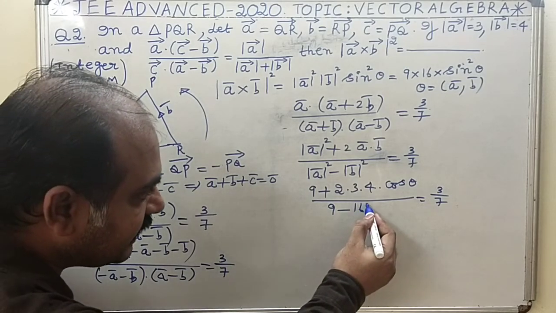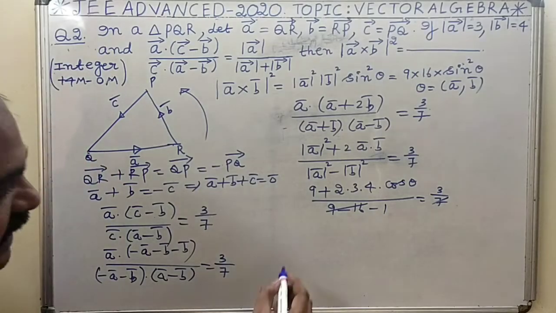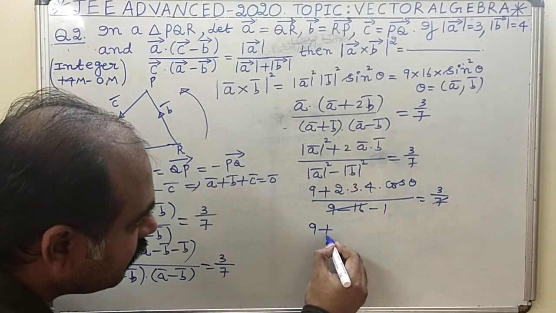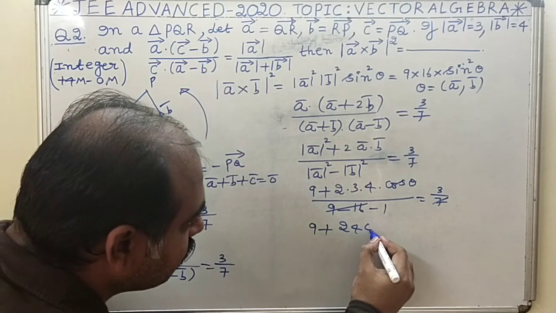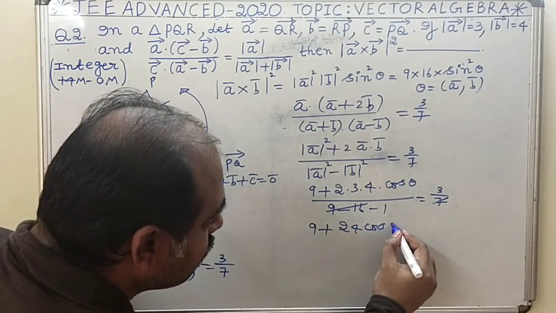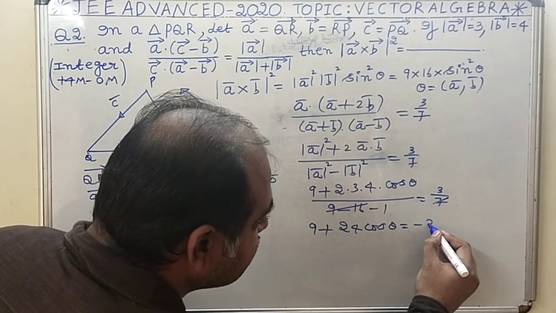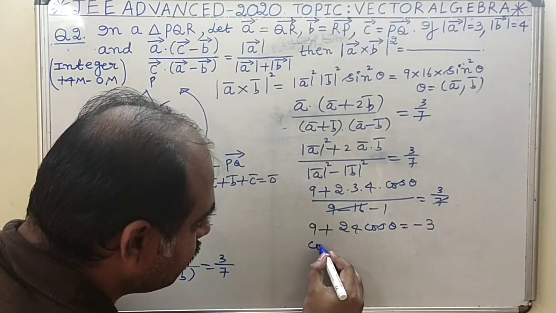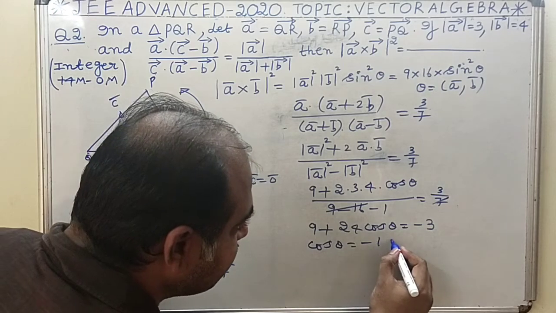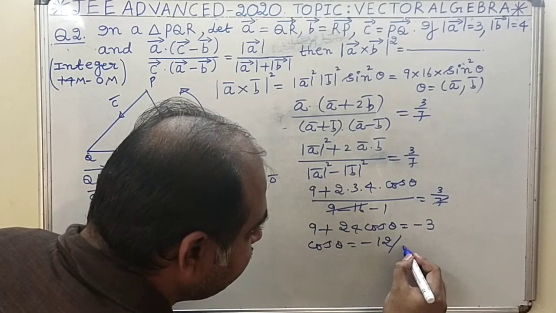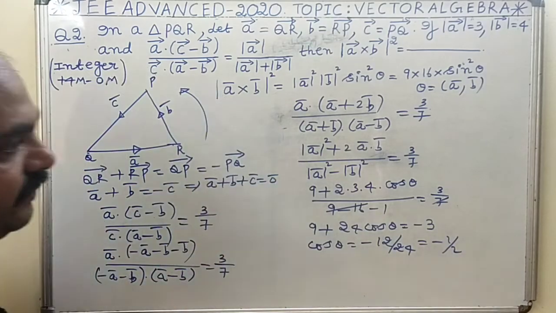So here minus 7, this is minus 1, and 7 cancels. Therefore 9 plus 24 cos theta equals minus 3, minus 1 that side. Therefore cos theta is nothing but minus 9 that side, so minus 12 divided by 24, which is minus 1 by 2.